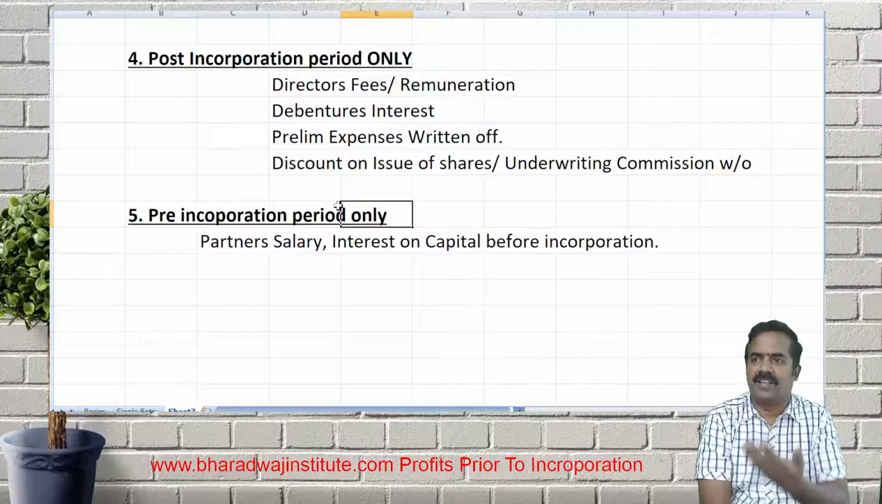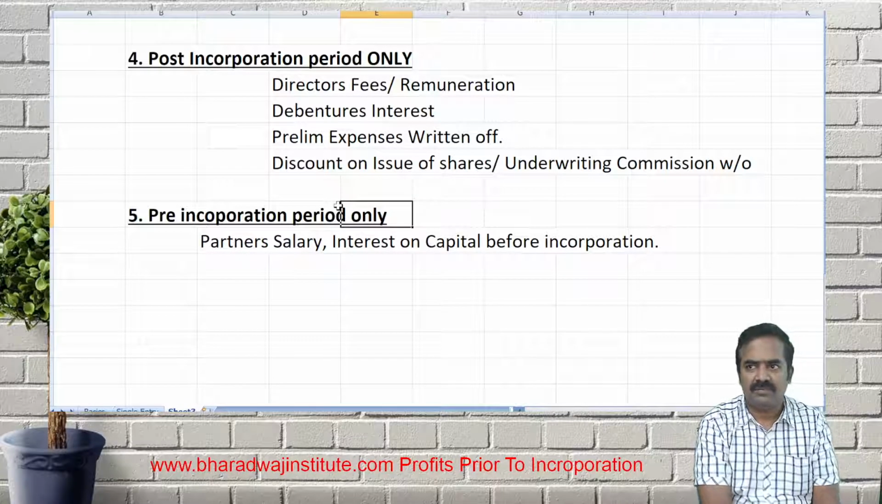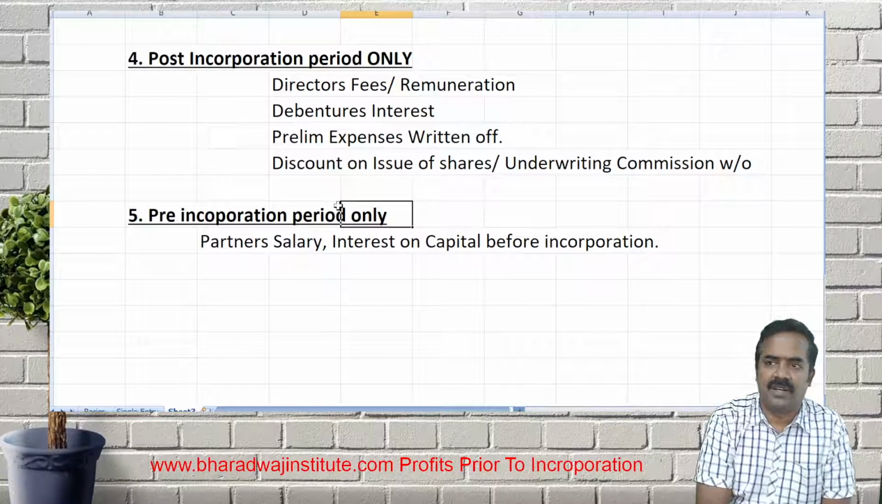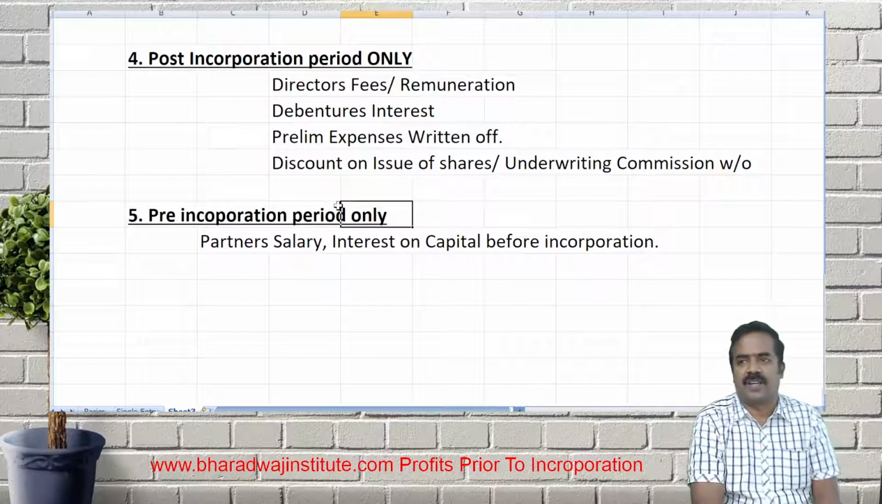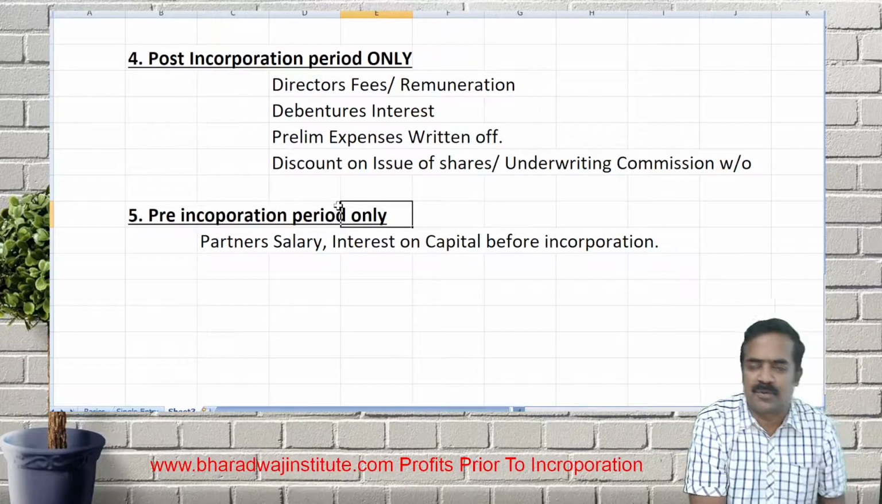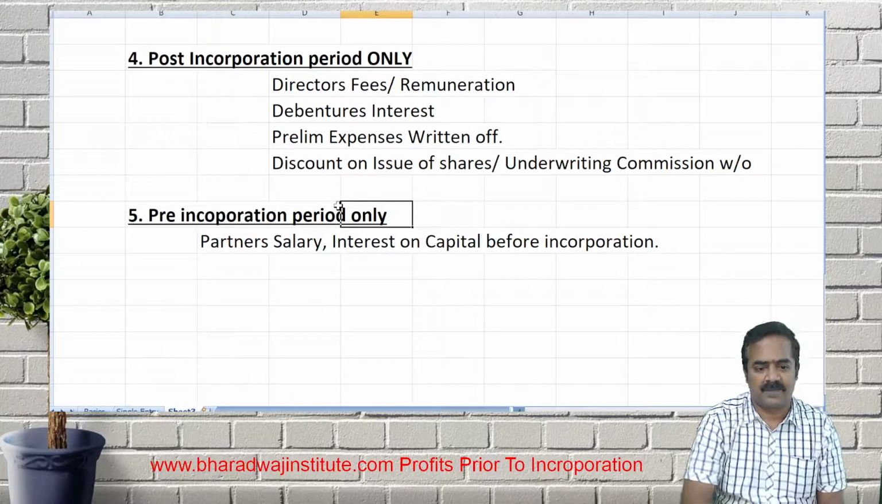What do you mean by amortize? Write off in the P&L account. Not by increasing the value, but by writing off the value. Amortize means depreciation. Depreciation is the word used for tangible assets. Amortization is used for what? For intangible, fictitious assets.